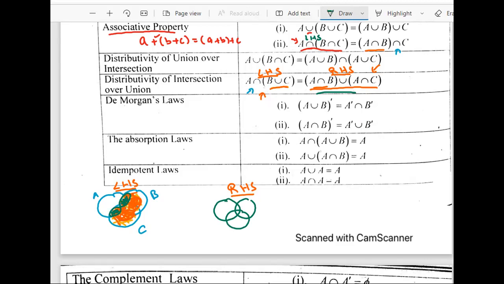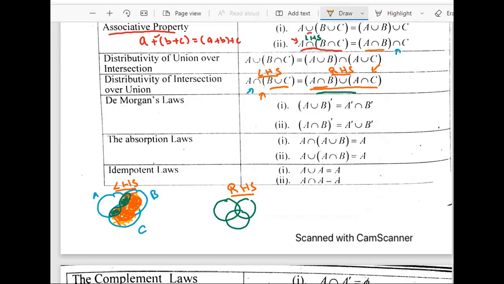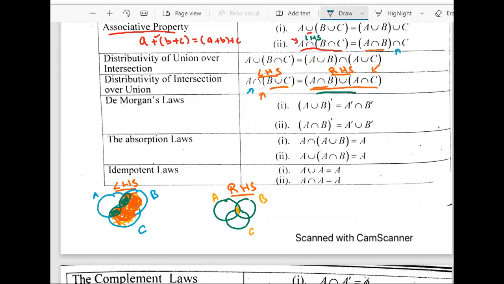And if we check it quickly for the right hand side, so we again have A, B, and C. So this time we have A intersection B. I will shade A intersection B using yellow. A intersection B is this region. Then we have A intersection C. So A intersection C would be this region, right? And this as well. And if I talk about the union of yellow and blue, I am getting the same region, right? I am getting this and this, okay?